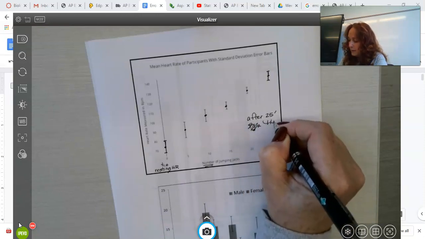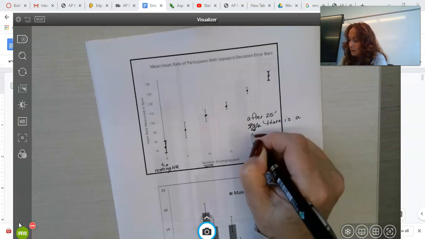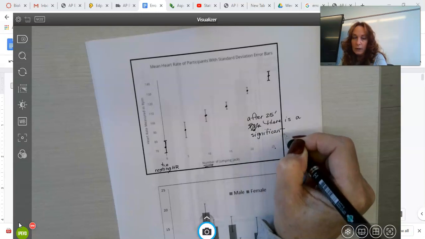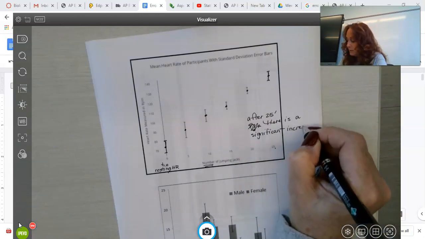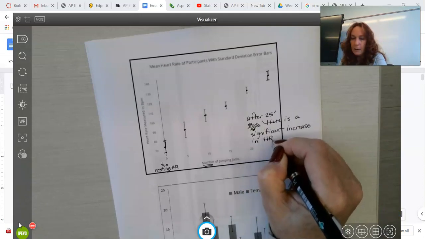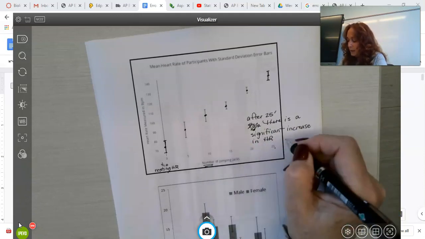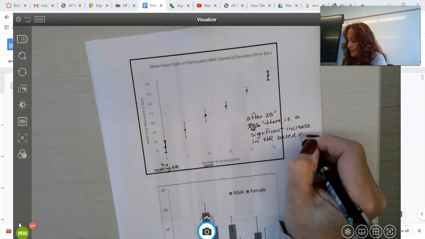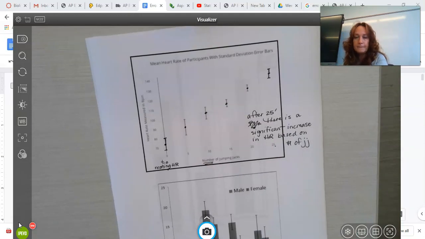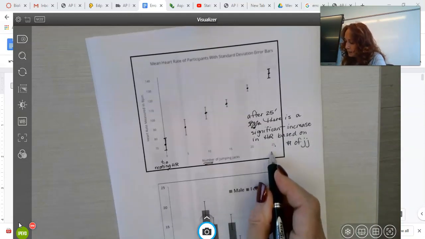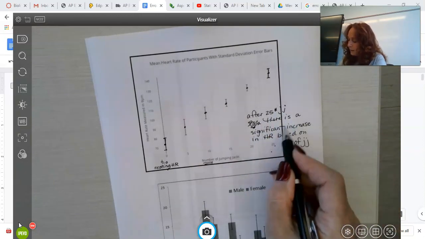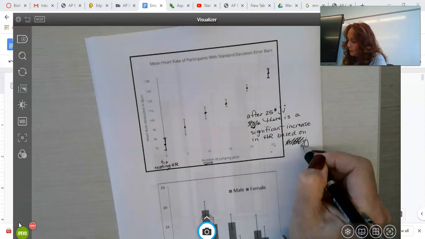So you could say after 25 minutes, let's write this out. There is a significant, and if I know what the difference is, let's call it increase in what did I measure, in heart rate, based on what conditions? Based on the number of jumping jacks. And I guess it's not 25 minutes, is it? It's after 25 jumping jacks. There's a significant difference in heart rate.